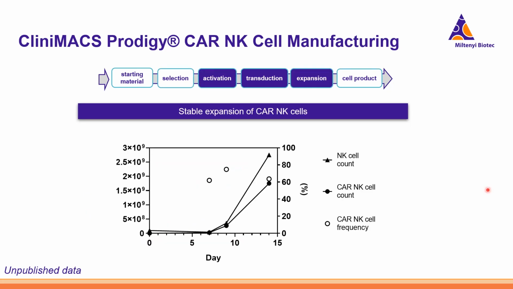Here's one example for the expansion of the CAR NK cells in the Prodigy. The triangle represents the total natural killer cell count, and the closed circles represent the CAR NK cell count. Also shown here is the frequency, so the percent CAR positive cells within this culture.